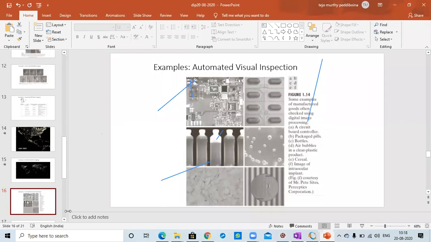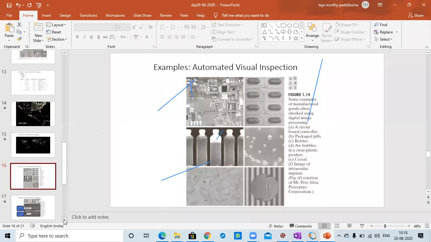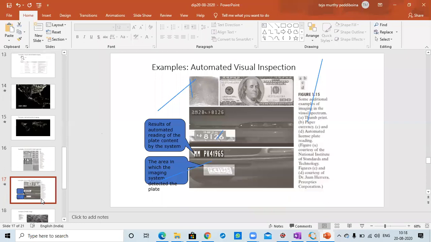Like this, there are other applications also. For example, this is one more popular example for automated visual inspection. See here, this is a car image.